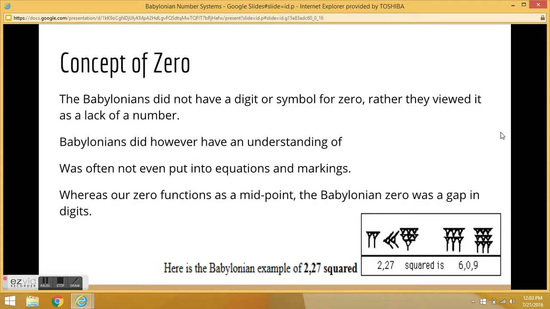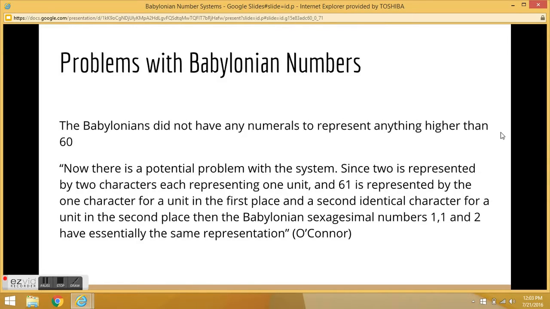The Babylonians did not have any numerals to represent anything higher than 60, which is one of the problems that you find with Babylonian numbers. And there is some problem with confusion between numbers, and it's mostly understood through context, especially in equations.